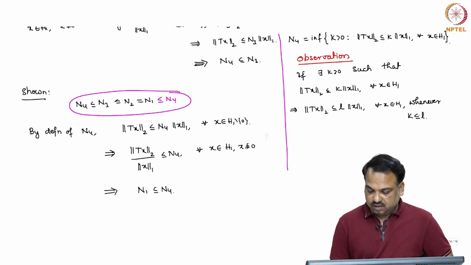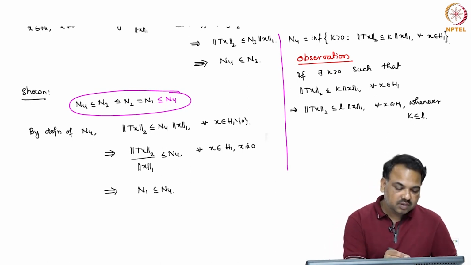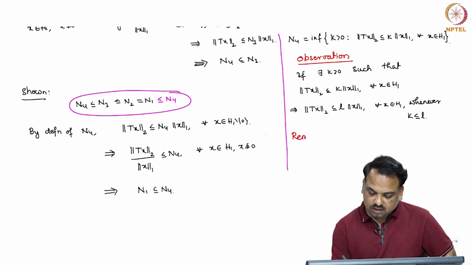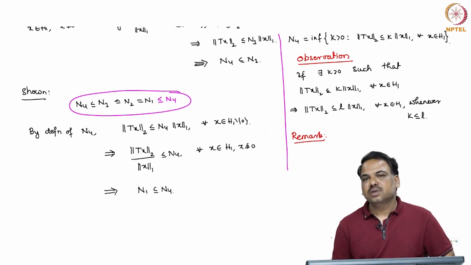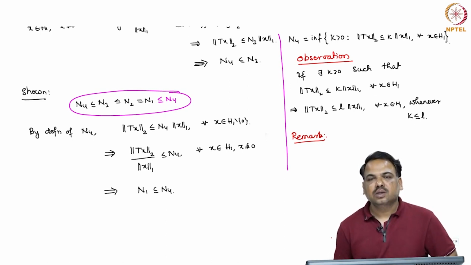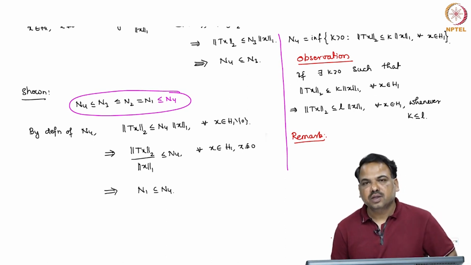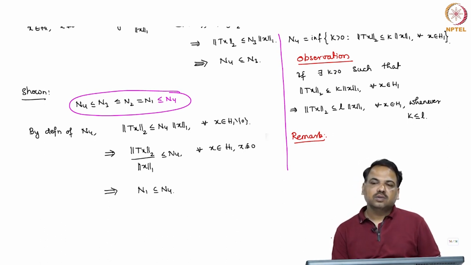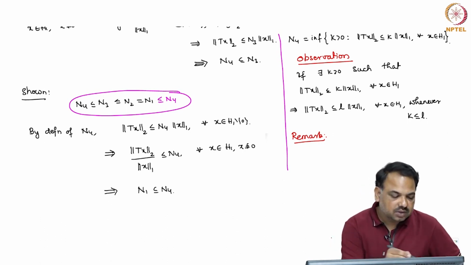norm Tx less than or equal to k times norm x. Now let us recall that whenever T is bounded, it sends bounded sets of H1 into bounded sets of H2. Let us write this as a remark. And given any bounded set, we can actually scale it to a closed unit ball. If B is bounded, it can be put in a closed ball centered at 0 with radius m. Now we can scale it so that instead of looking at any bounded set, we can look at the closed unit ball.